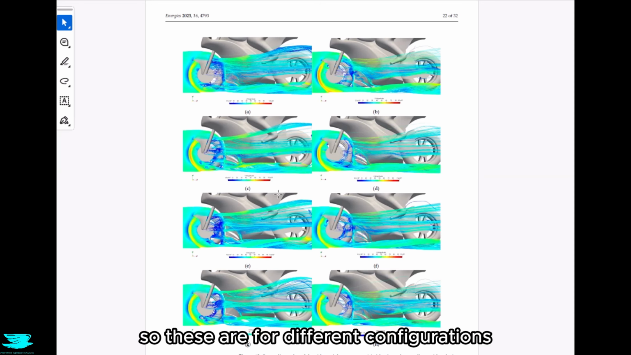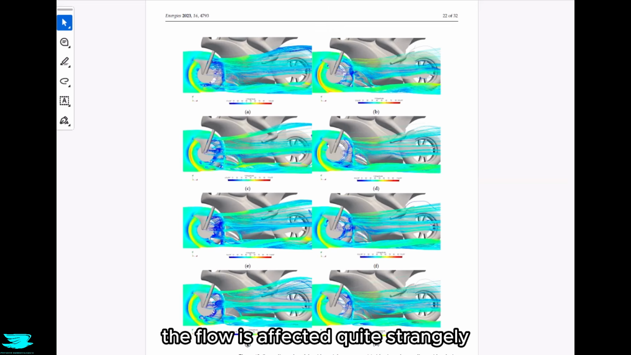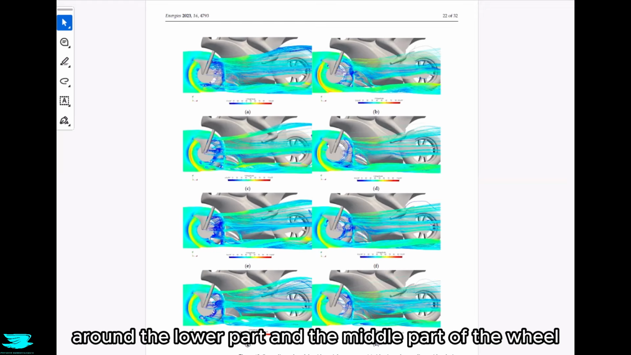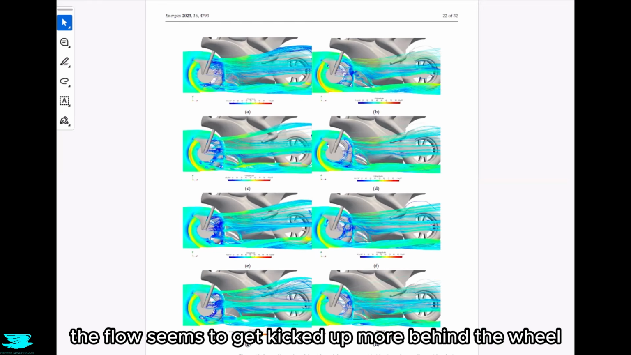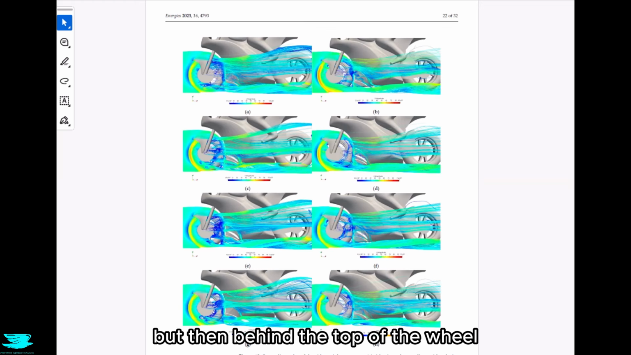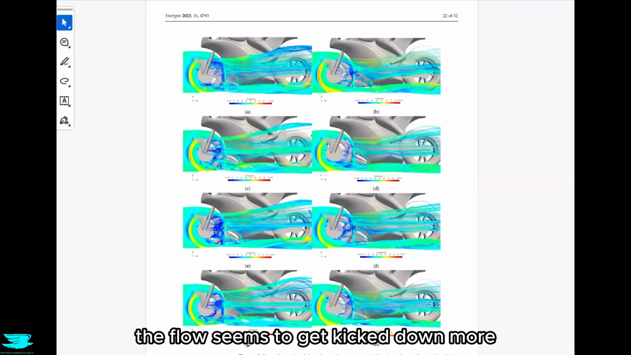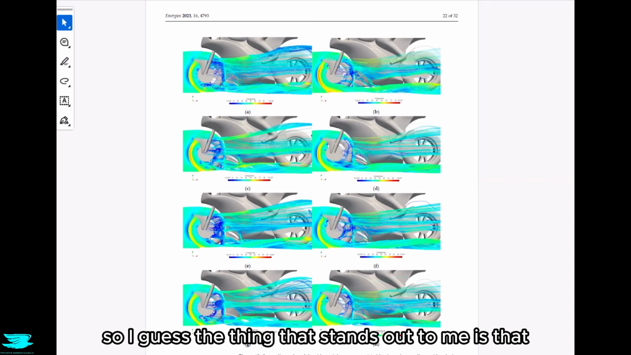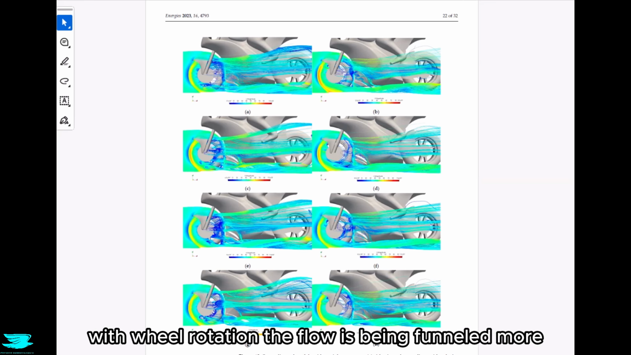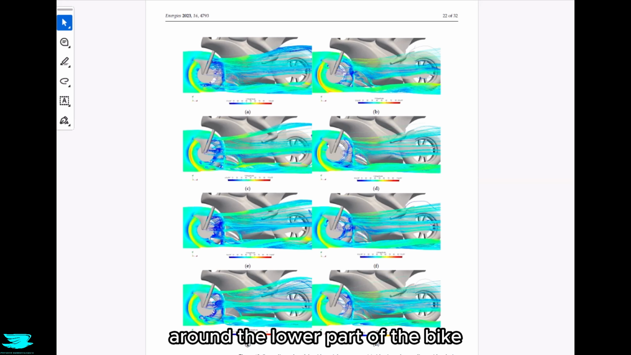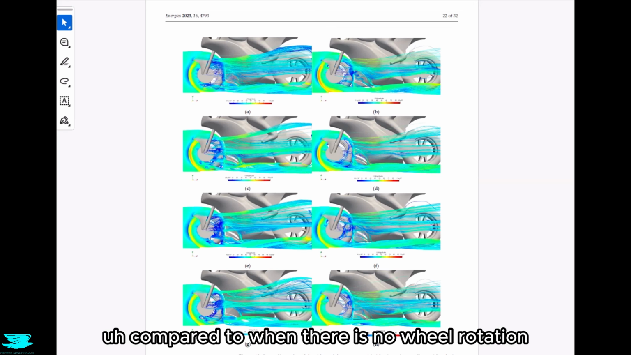So these are for different configurations, but the important thing here is that the left column is for no wheel rotation, while the right column is for wheel rotation. The flow is affected quite strangely with wheel rotation. Around the lower part and the middle part of the wheel, the flow seems to get kicked up more behind the wheel. But behind the top of the wheel, the flow seems to get kicked down more. So I guess the thing that stands out to me is that with wheel rotation, the flow is being funneled more around the lower part of the bike compared to when there is no wheel rotation.